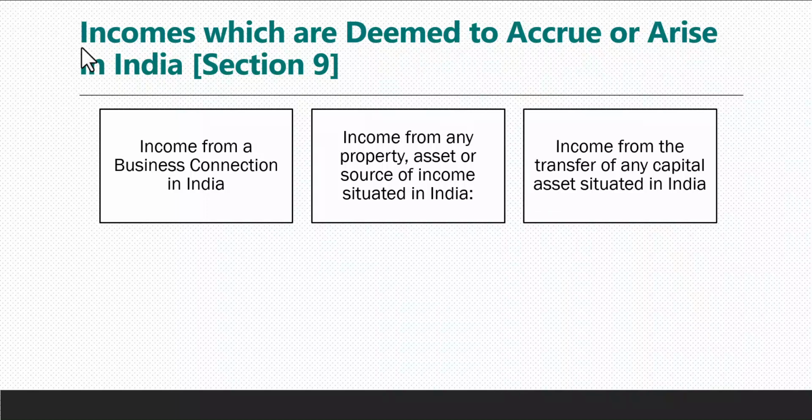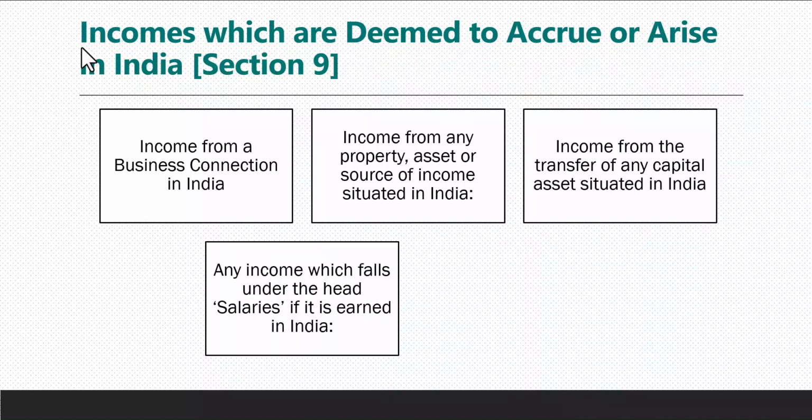Next: income from the transfer of any capital asset situated in India. Suppose you have a piece of land. You are living abroad, and you bought it during your time in India, or your ancestors bought it. You came to India and sold that land and earned a capital gain. Suppose the cost of that property was 5 lakhs, and you sold it for 50 lakhs. That means you are making a gain of 45 lakhs. That is the income from transfer of capital assets situated in India. So even if you are living abroad and are a non-resident, the income will be treated as income deemed to accrue or arise in India.